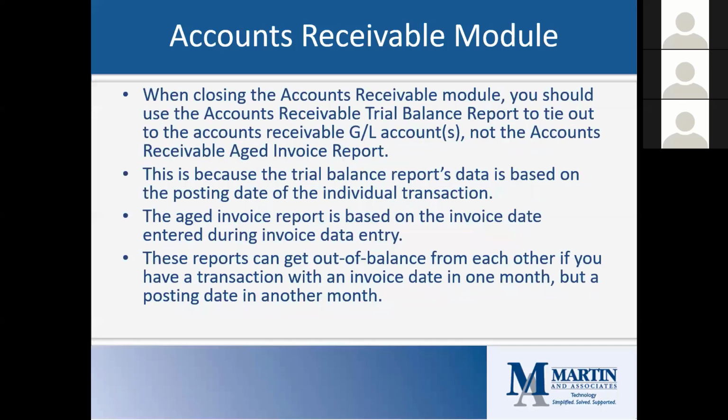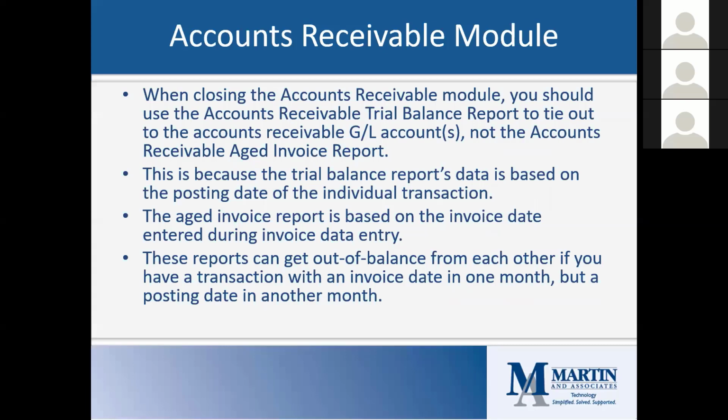Another thing, this screen of the slide here is basically the same as what I showed you out in the accounts payable module. It basically goes over that when you're trying to tie out your accounts receivable GL accounts to your sub AR module, you should run the accounts receivable trial balance report, not the aged invoice report. Again, it's because the trial balance report, just like the posting to the general ledger, goes off the transaction date, where the aged invoice report goes off the invoice date. Okay, so that's the same for the AP module.